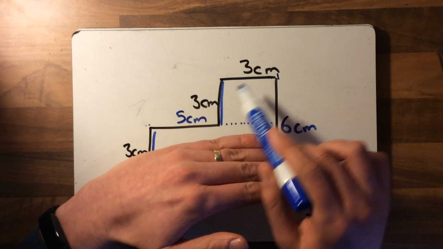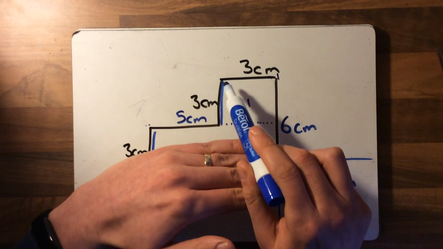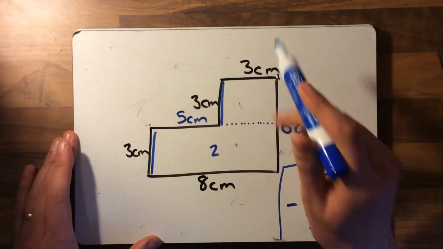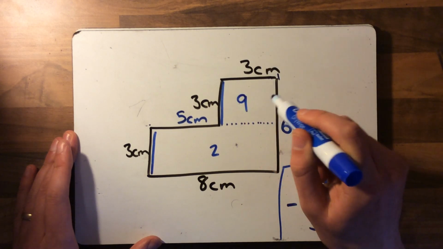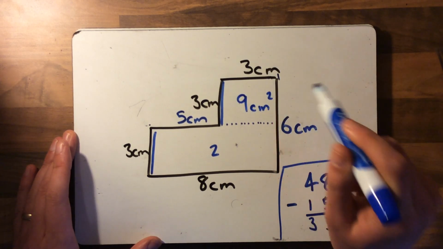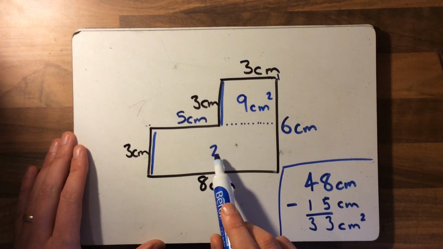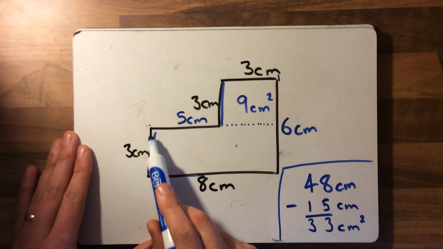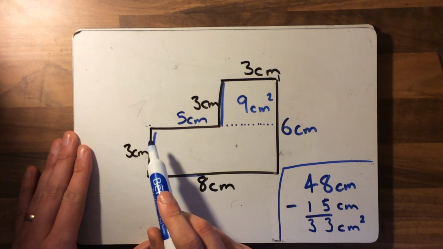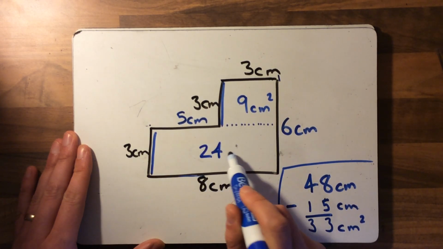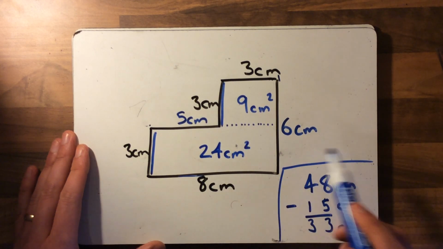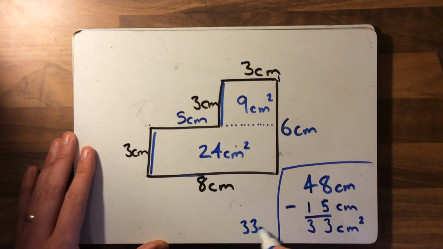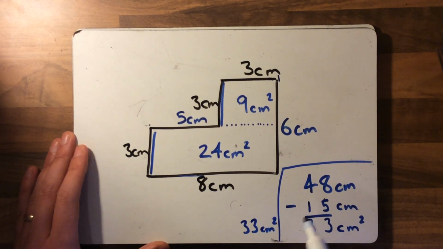So let's ignore rectangle 2 for now. Look at rectangle 1. It's actually a square, not a rectangle, this one. So we've got 3 multiplied by 3. 3 times 3 is 9. So this square at the top is 9 centimetres squared. Let's look at this one down here now. And it is 8 times by 3. That's the height. 8 times by 3, 24 centimetres squared. If we add these two up, 24 add 9, it also gets us to 33 centimetres squared.